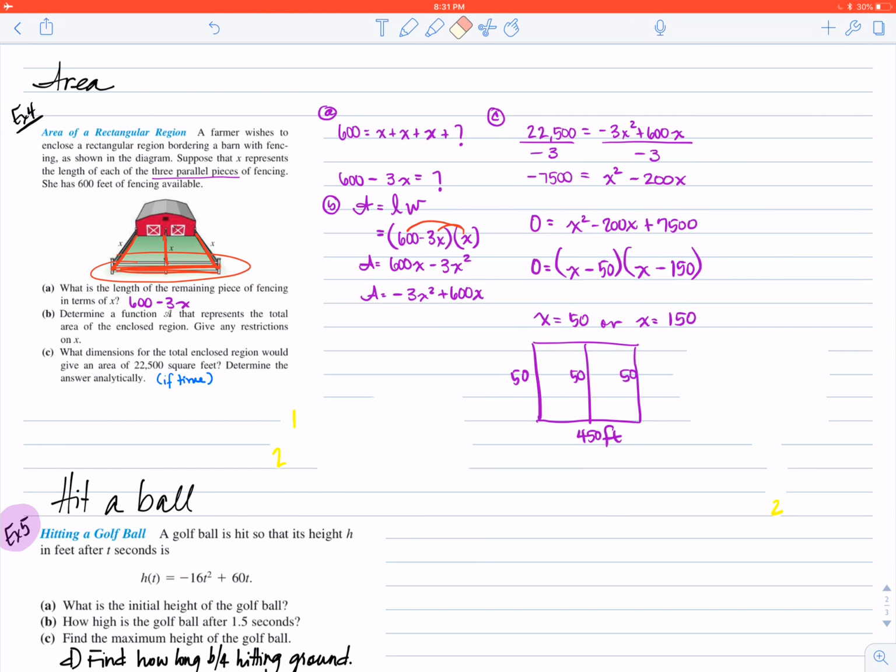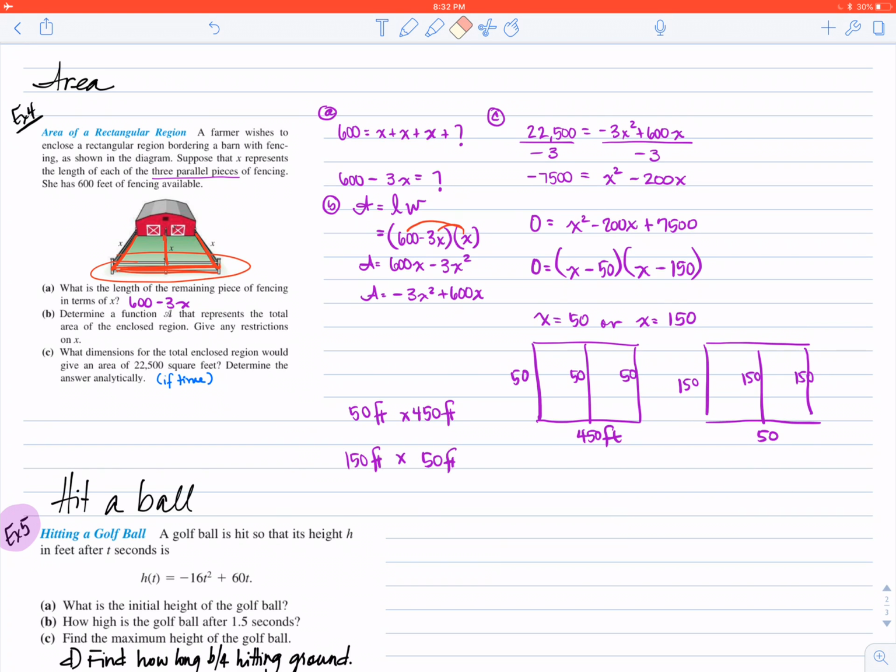All right, so now let's take a look at how this would play out. And I've drawn my barnyard again. If all three of my parallel pieces are 50 feet, then that would mean the remaining piece is 450 feet. So the dimensions of my fenced-in area would be 50 by 450. If my fenced-in region were 150 feet, then those three parallel pieces would be 150 feet, and the length of the barn would be 50 feet. So this would be a 150 by 50.